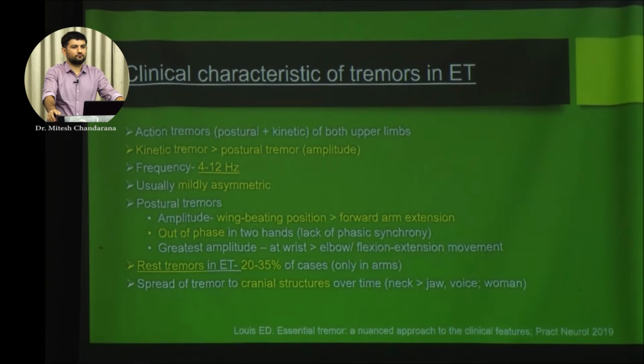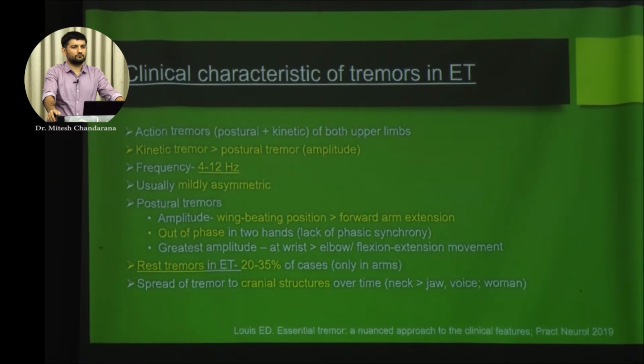Postural tremors have certain characteristics, like amplitudes are more in the wing-beating position as compared to forward arm extension, and the tremors in both hands are out of phase due to lack of phasic synchrony. So when the patient tries to hold a glass or cup with a single hand, he or she will get tremor. But if he tries to hold it with both hands, he will not have that much difficulty as compared to a single arm. So that is out of phase, and the greatest amplitude is at the wrist, in flexion-extension movement.